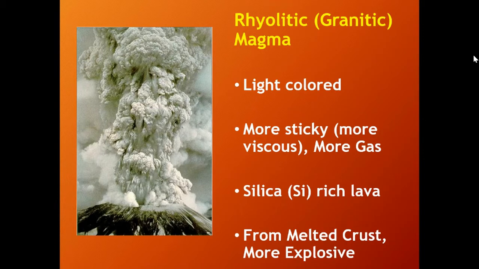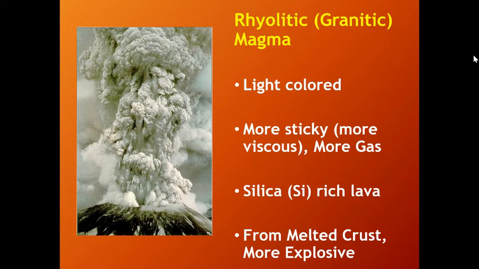If you've seen granite countertops, for example, you've seen the result of a rhyolitic magma cooling at a very slow rate. Rhyolitic magma is also called granitic magma in your textbook, and it forms granite when it has a chance to cool off slowly.